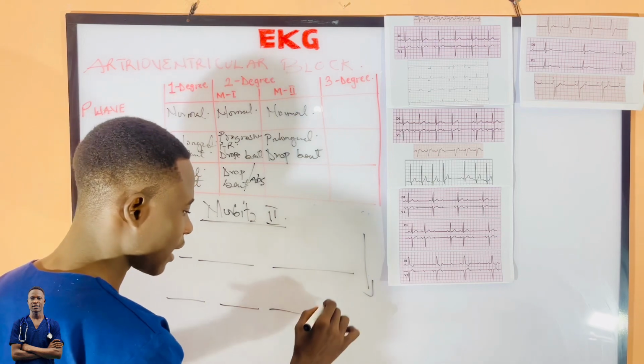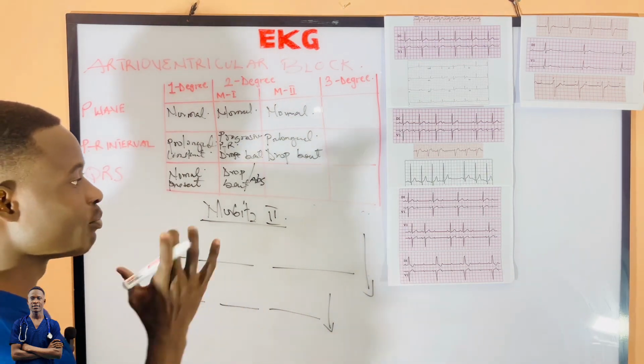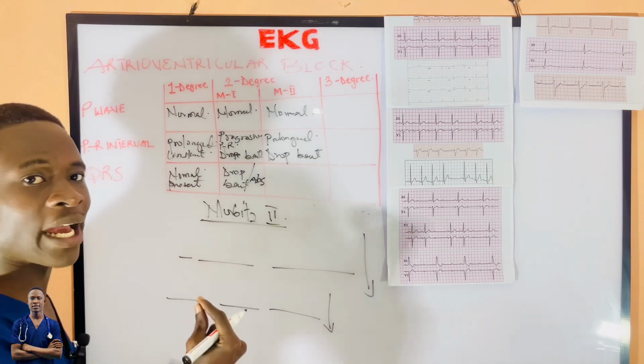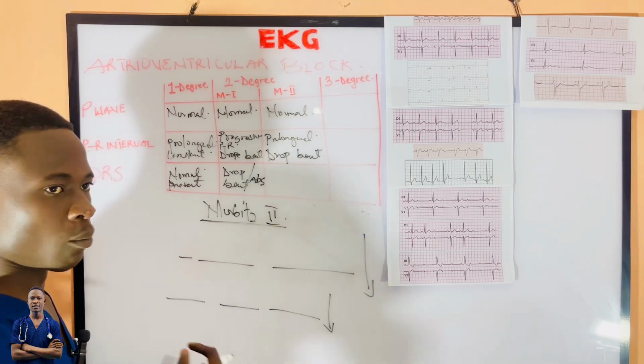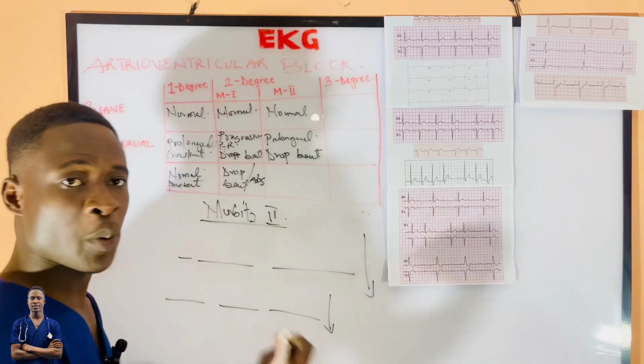for the Morbius 2, it is constant. It is constant, and you find a blockage. Are we clear with it? So that is the main difference between the Morbius 1 and the Morbius 2. Morbius 1 increases until there's a block. It's in the form of a cycle.